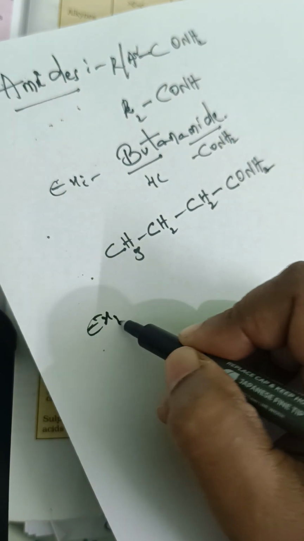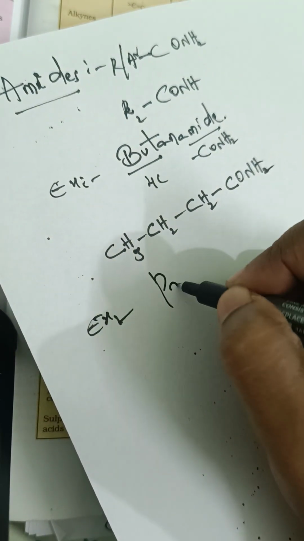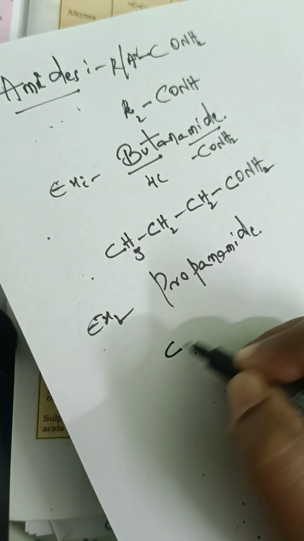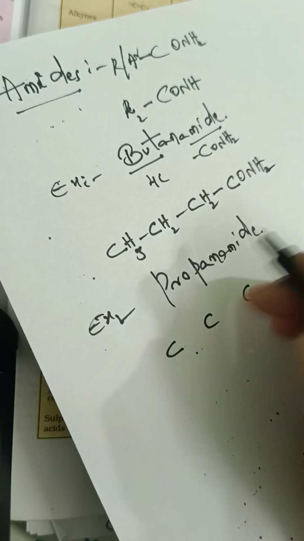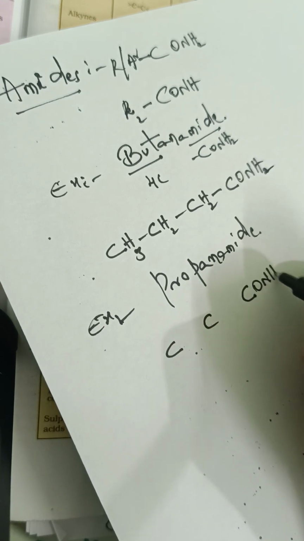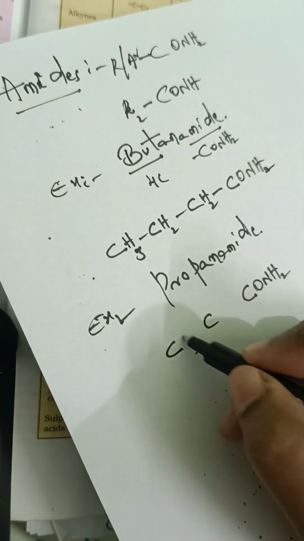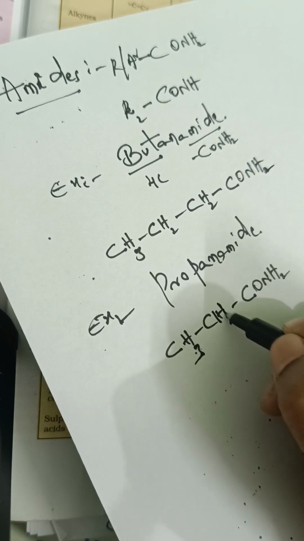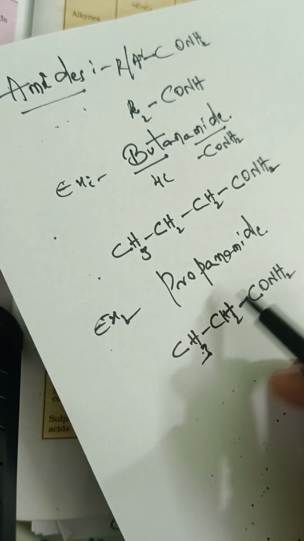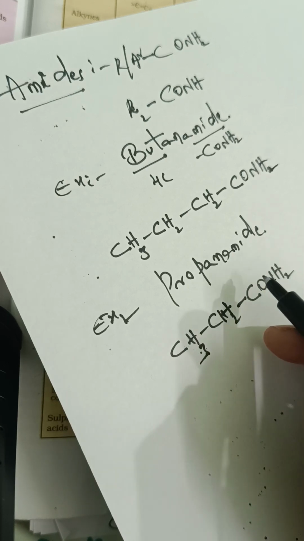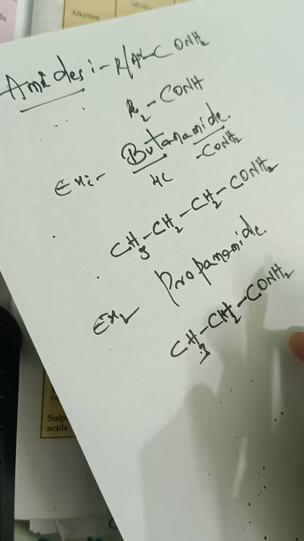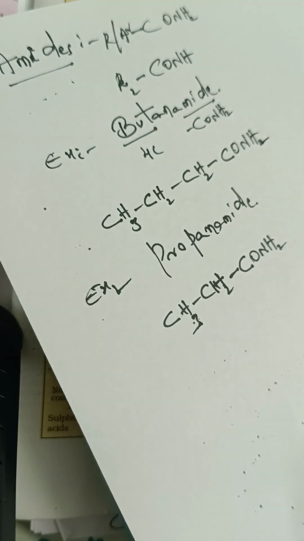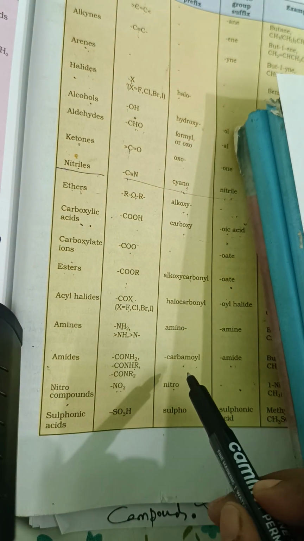Similarly, we will see one more example, propanamide. Propane is 3 carbons, and to the third you place the amide functional group, that is CONH2, and then you balance with CH3, CH2 and then CONH2. So this is propanamide. Similarly you can take any number of examples, pentanamide, hexanamide, and so on. The prefix form with carbamoyl I'll explain in another class.